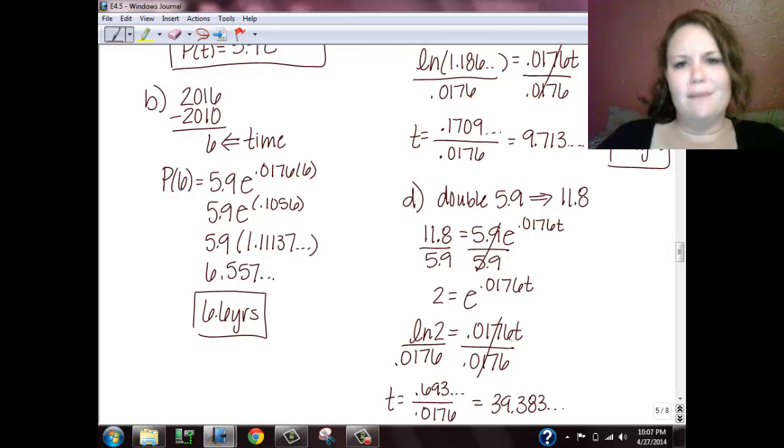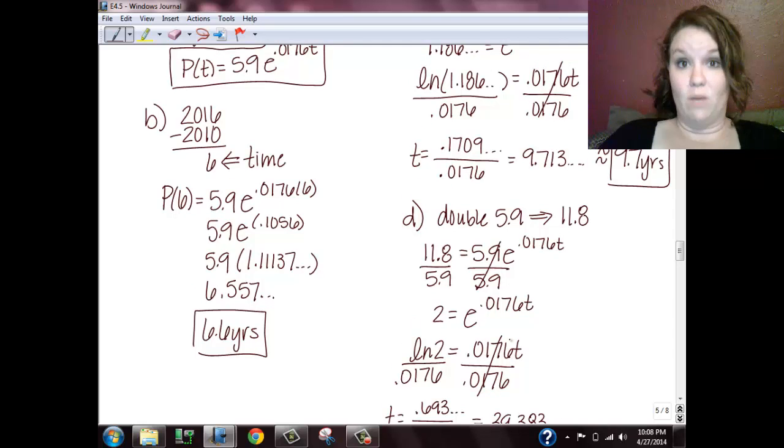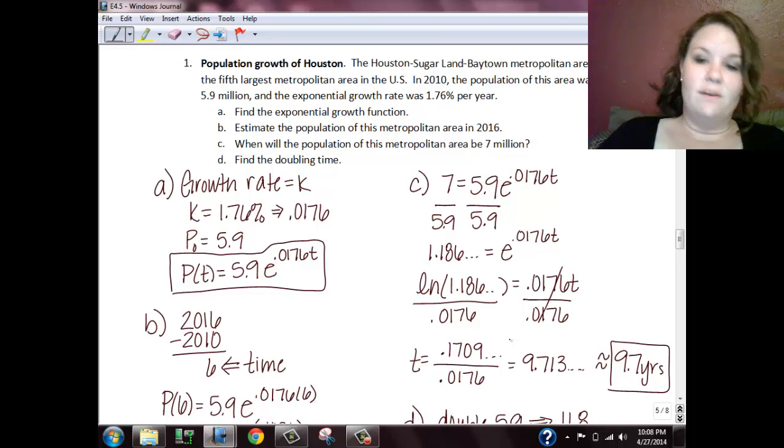Again, if you got the same answer and rounded differently, that's fine. Just make sure you pay attention on your homework that you round correctly the way they want you to. Okay, part C says, when will the population be 7 million? They're saying 7 million is our ending amount, so we set the function equal to 7 on the left-hand side, and then we just solve.